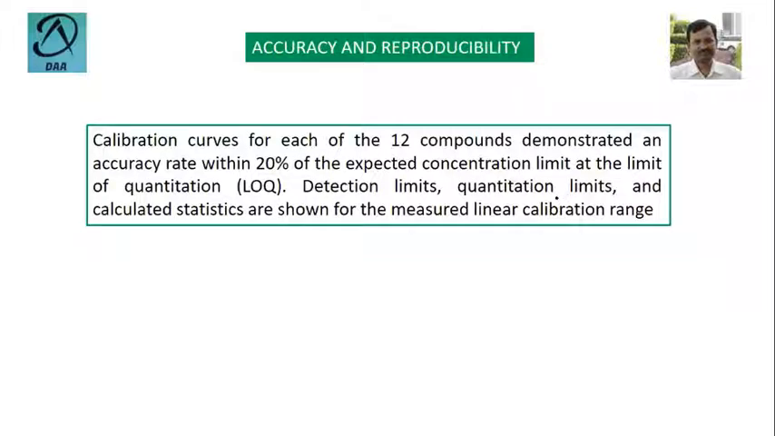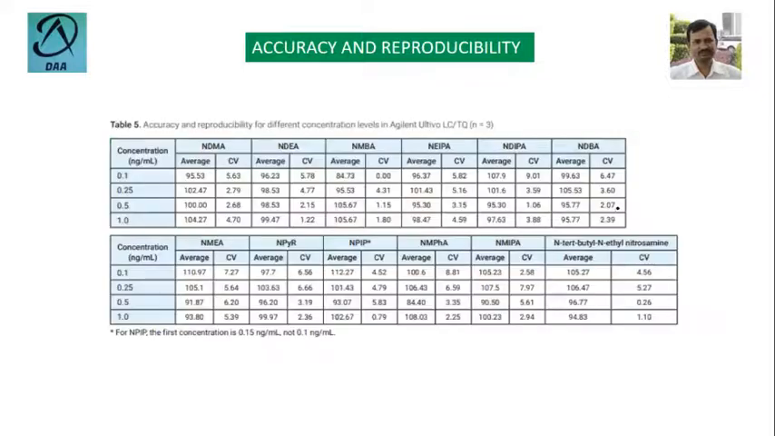Now, accuracy and reproducibility. Calibration curves for each of the 12 compounds demonstrate an accuracy within 20% of the expected concentration at the limit of quantitation. Detection limits, quantitation limits, and calculated statistics are shown for the measured linear calibration range. So here is the detailed result. You can find the CV value and the average value for every compound.